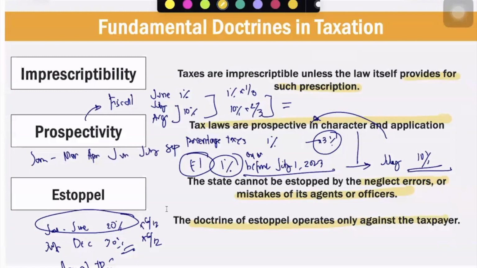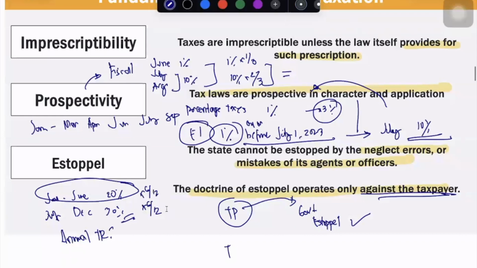Against the taxpayer. So for example, sir, what do we mean by that? Taxpayer, may claim siya kay government. Pwede bang sabihin ni government na estoppel si taxpayer? Yes, pwede yan. Why? Because the doctrine of estoppel operates against the taxpayer. But if ever, si government naman ngayon ang may claim kay taxpayer, can taxpayer claim estoppel?